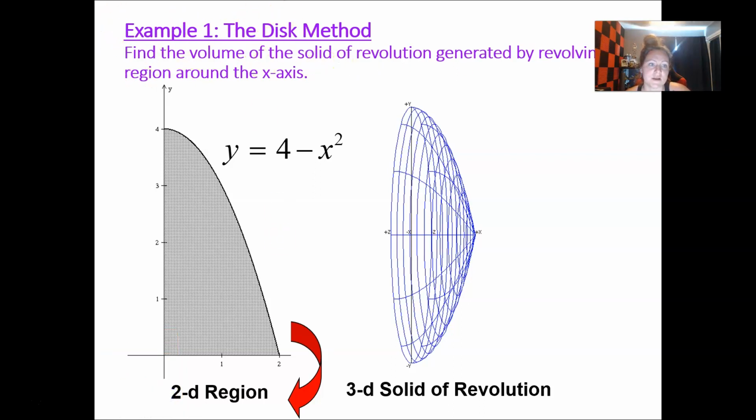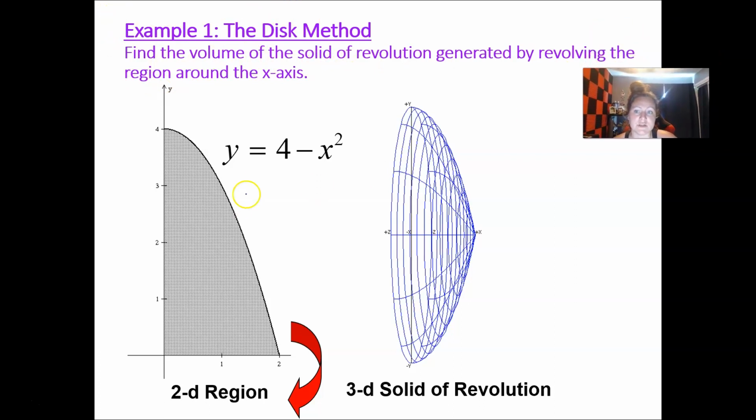Find the volume of the solid of revolution generated by revolving the region around the x-axis. So if I look at my function, y equals 4 minus x squared, that's this parabola right here. Then I'm looking at the x-axis, the y-axis, and this is my shaded region. In the last 2 weeks of homework, you should have had a graph like this. You should have drawn your graph out and shaded the area.